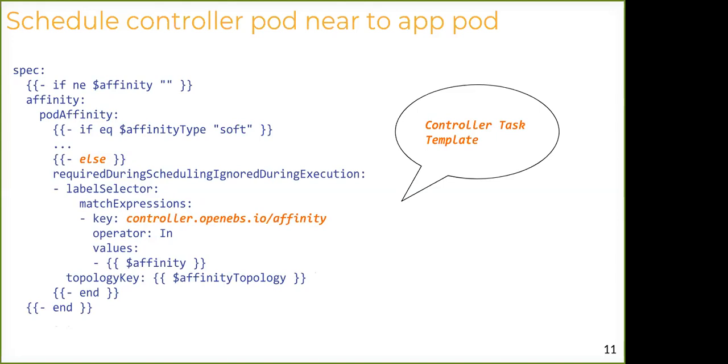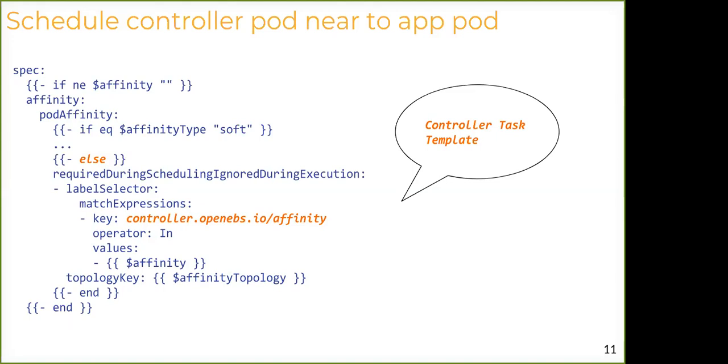I talked about soft and hard affinity. If the affinity is not of type soft, it belongs to the hard category. Here there is nothing called preferred, it's required. If you see this particular line, it's called required. Required means it is mandated, right?